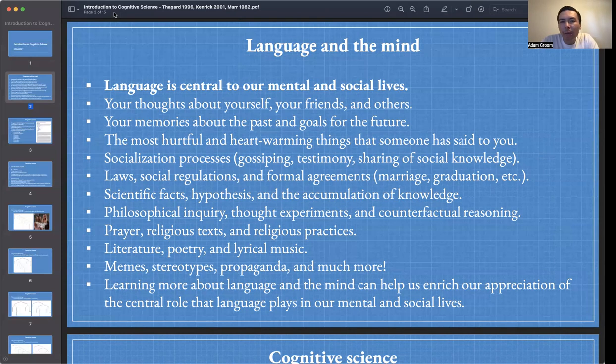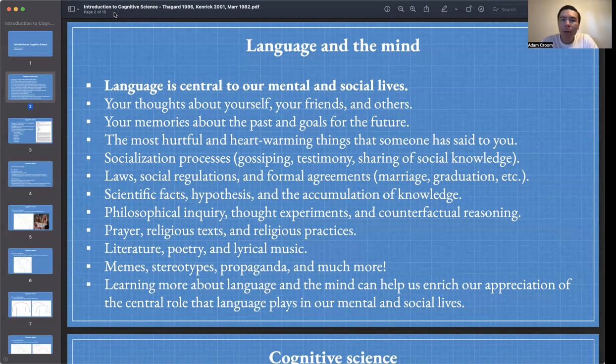Also consider philosophical inquiry, the nature of thought experiments and counterfactual reasoning with if-thens. Is that possible without language or conditional statements? Also, we have prayers, right? So not only are we talking about our inner mental life and our social life, but even aspects of our religious life include language, such as prayer, religious texts, and religious practices.